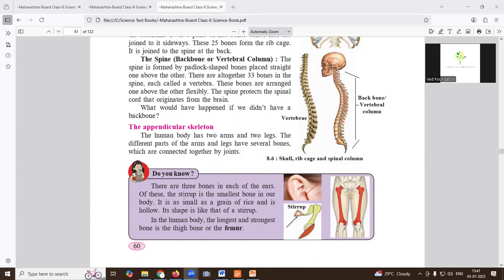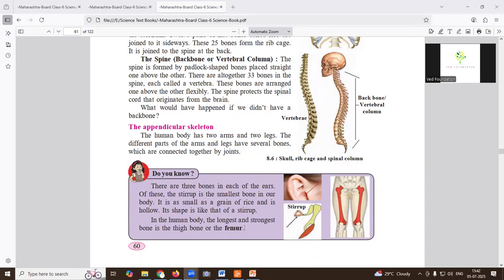It is named stirrup because its shape is like a stirrup. Stirrup means the metal ring that holds the leg of a horse rider. The smallest bone in the ear is also shaped like a stirrup, so its name is stirrup. It is as small as a grain of rice and is hollow. Its shape is like that of a stirrup.